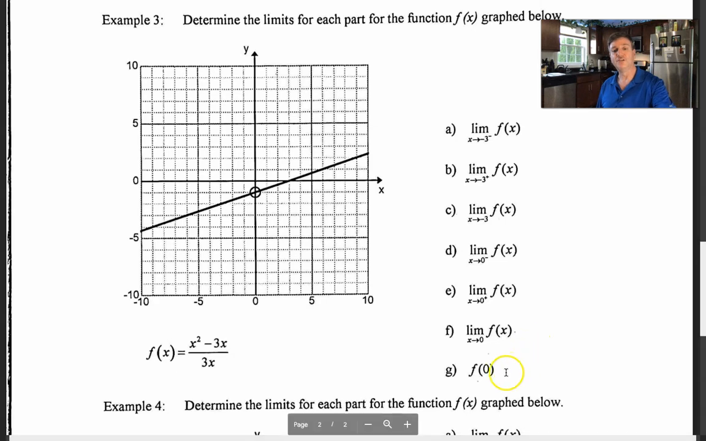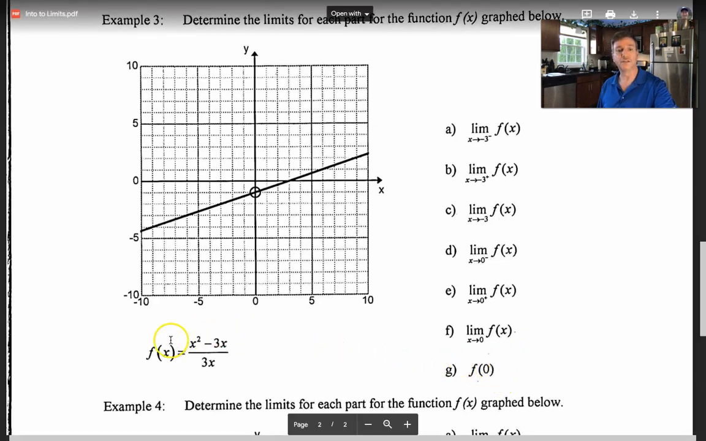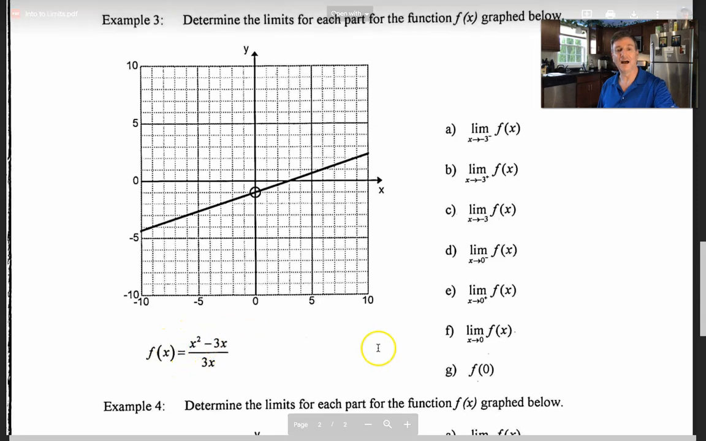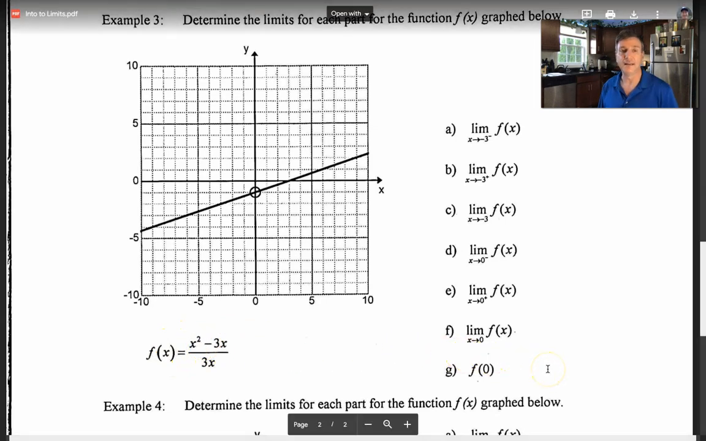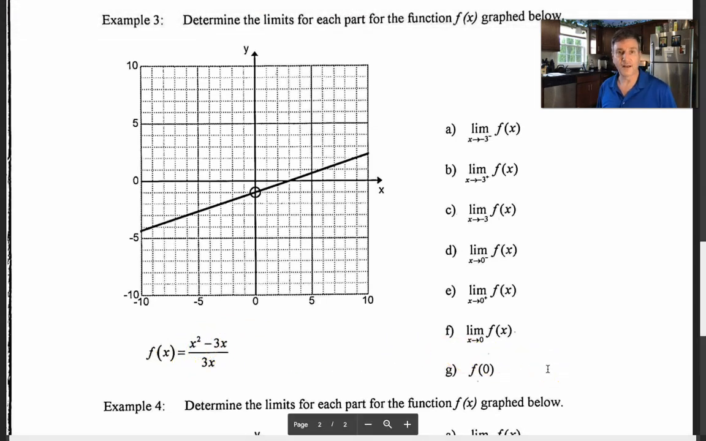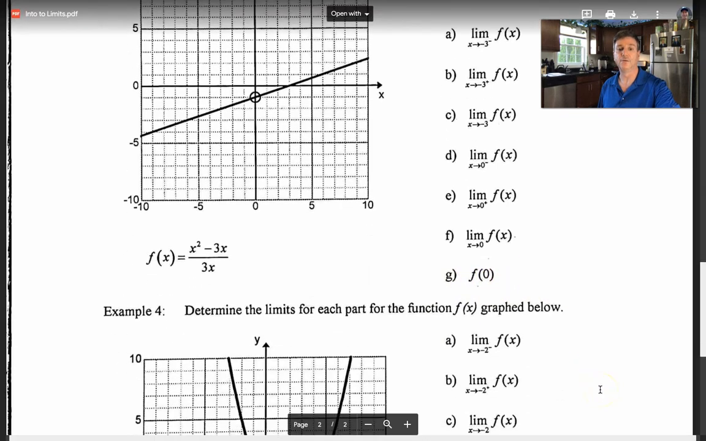The answer to part G, what is the function's value at 0? Well, the function's value, if I put 0 in, is undefined, UND. Do not get undefined and does not exist confused. Functions are sometimes undefined. Limits sometimes do not exist. So part G is asking for the function's value, and that function value is undefined.